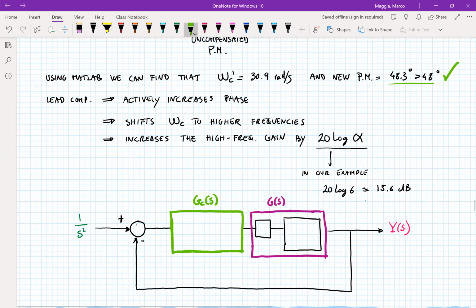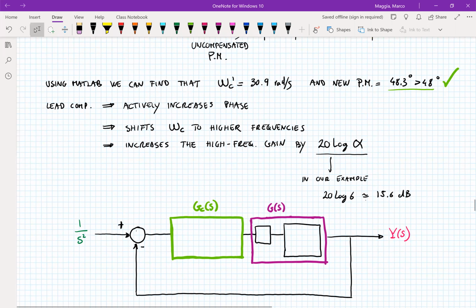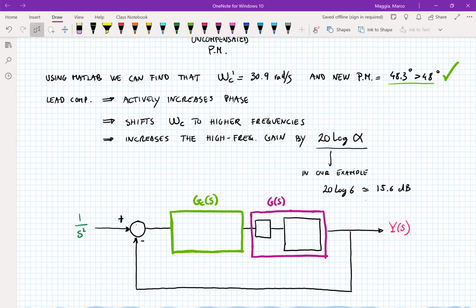Okay, so let's recap what we've done using a phase lead compensator in the frequency domain. What you do is you actively increase the phase. However, the side effect is that you shift the crossover frequency to higher frequencies. And you also have an increase in the high frequency gain by 20 logarithm of alpha, which in our example, once again, was 15.6 decibels.